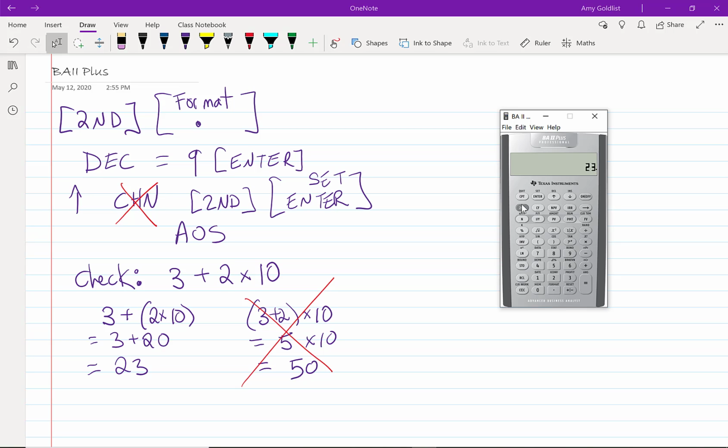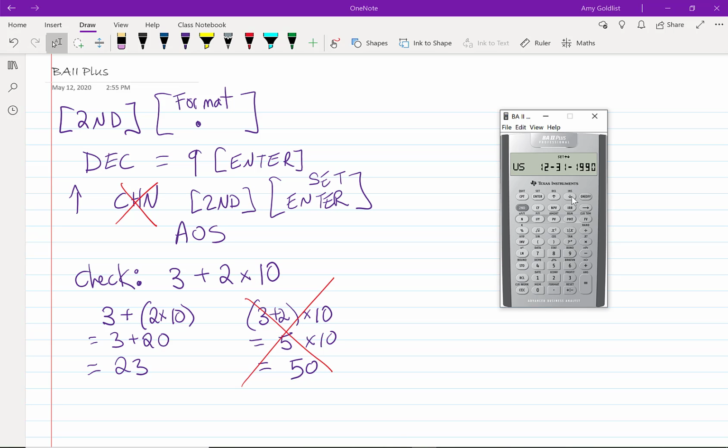Let's just go over a few more settings. Decimal places, we've seen that one. If I scroll down, we get degrees. If you're going to be doing calculus or engineering math, you might need to know the difference between degrees and radians. Not necessary for this course.